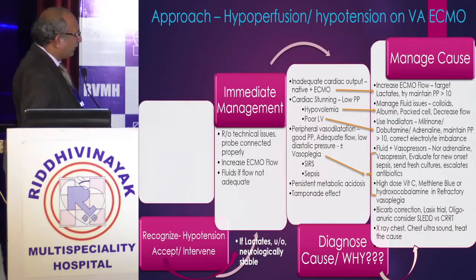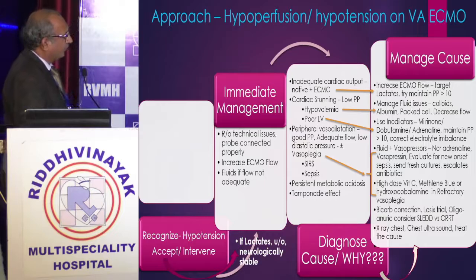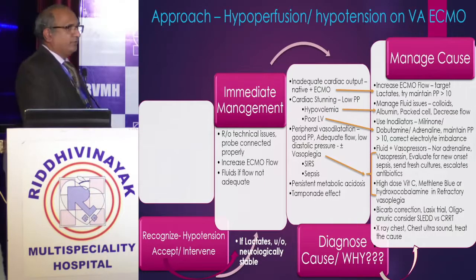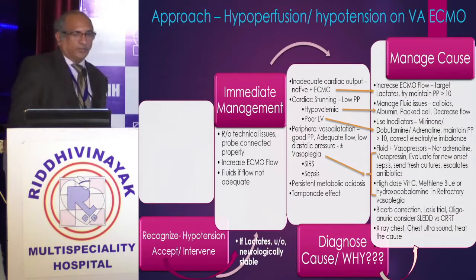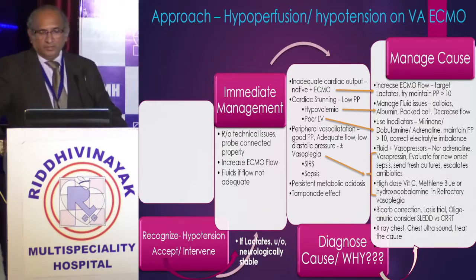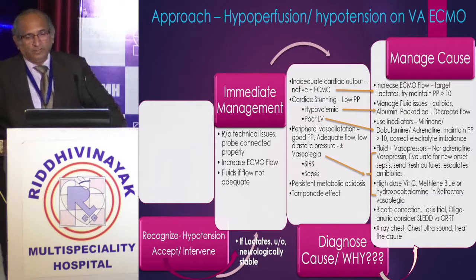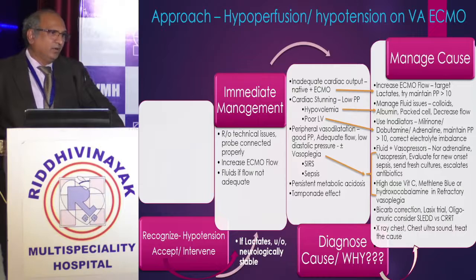If there is a peripheral vasodilatation, or vasoplegia, SIRS or sepsis, again you have to manage with fluid. Start with vasopressors like noradrenaline or vasopressin. Look for new onset of sepsis. Sometimes we get severe vasoplegia, and some people have tried vitamin C, methylene blue, hydroxocobalamin in a refractory vasoplegia. How much use it is, nobody knows, but people have tried it, and some papers are supporting it.